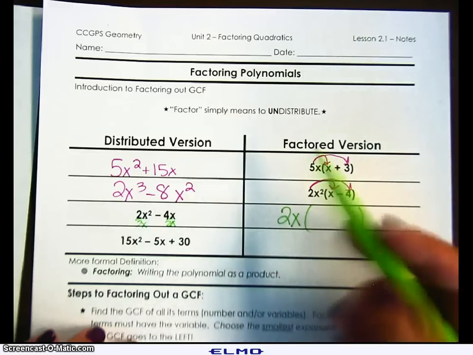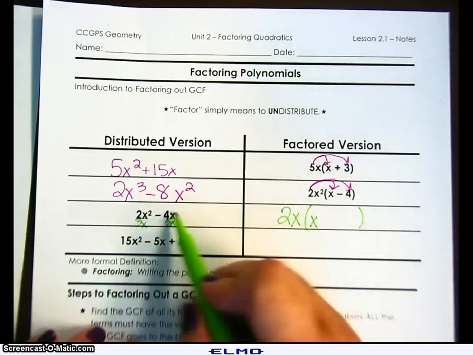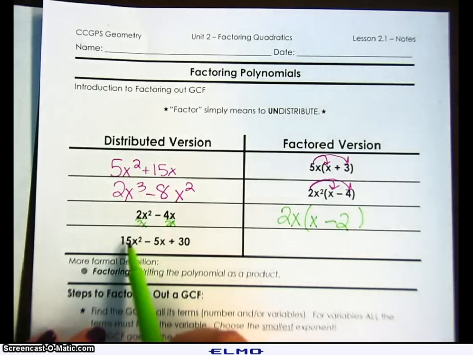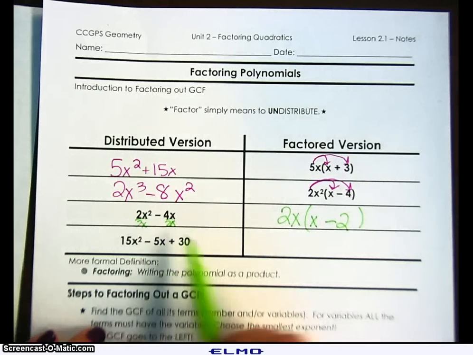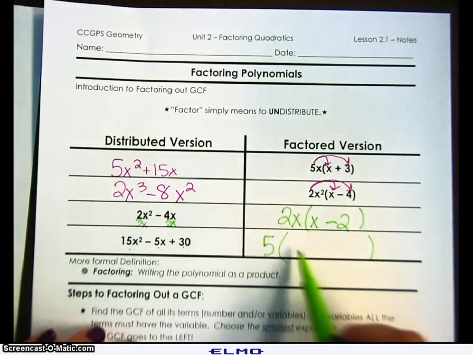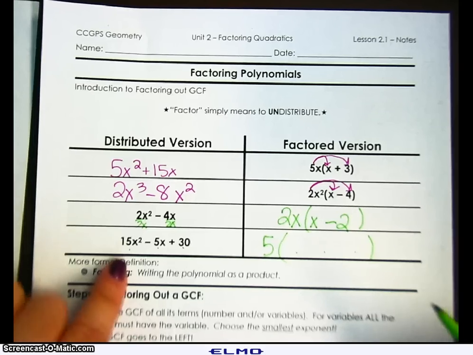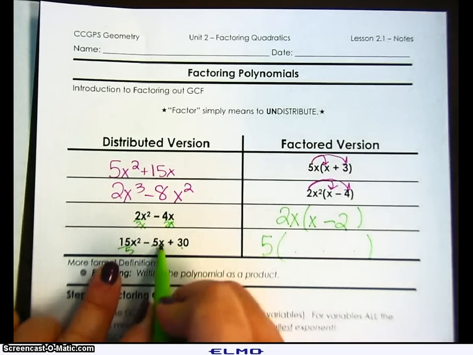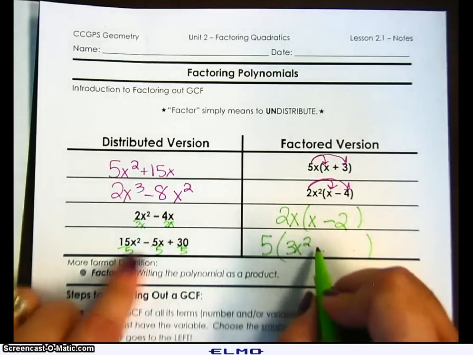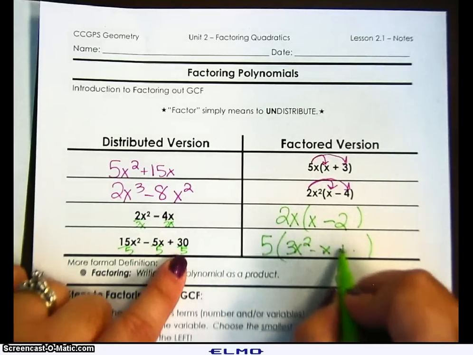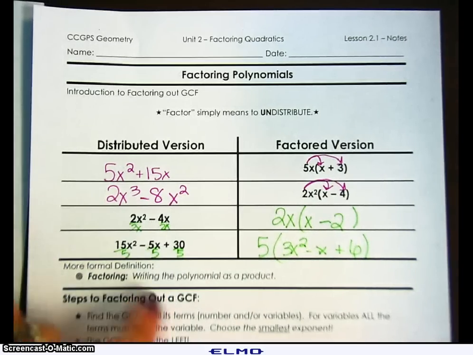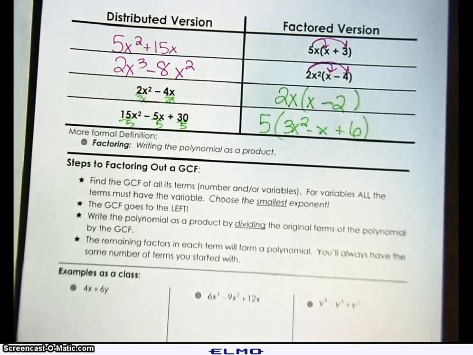So what would be left over? Just an x. And over here, what would be left over? Just a minus 2. What do all three have in common? A 5. I have 3 terms, so I will still have 3 terms. We're dividing out a 5 from each of these terms. So this leaves me with 3x squared minus x plus 6. So factoring is writing the polynomial as a product.